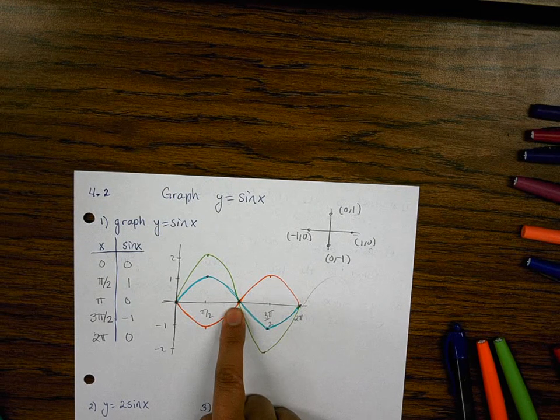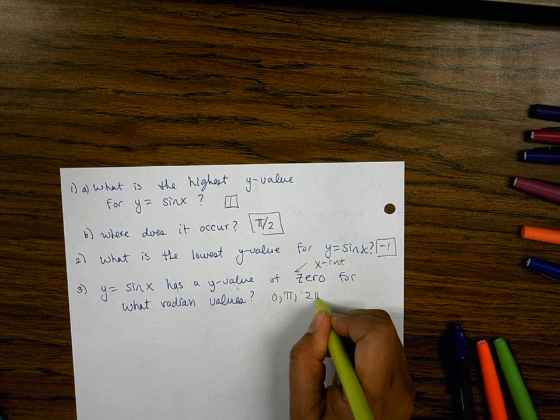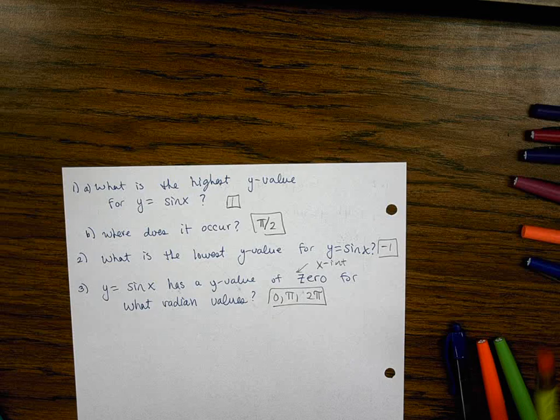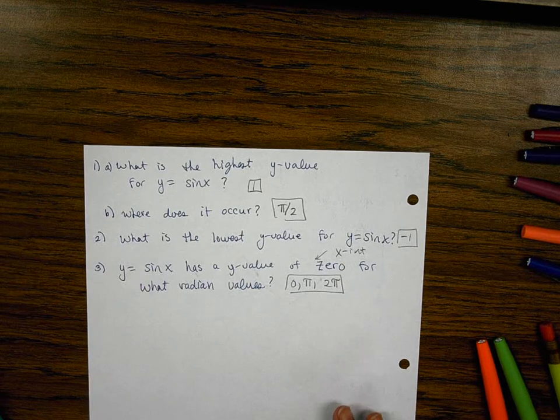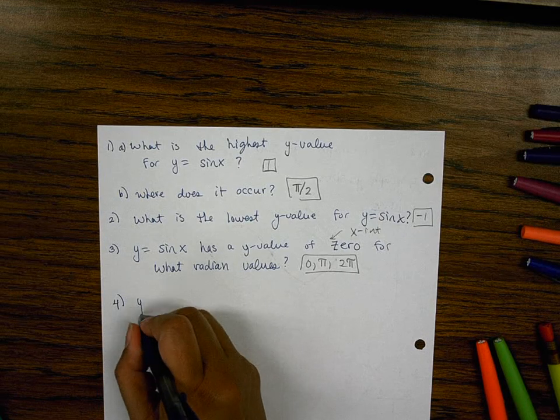For all of them, actually, they all have the same x-intercept: 0, pi, and 2 pi. So those are my 3 answers: 0, pi, and 2 pi. Again, all of this is occurring only within one period. We did not graph anything more.